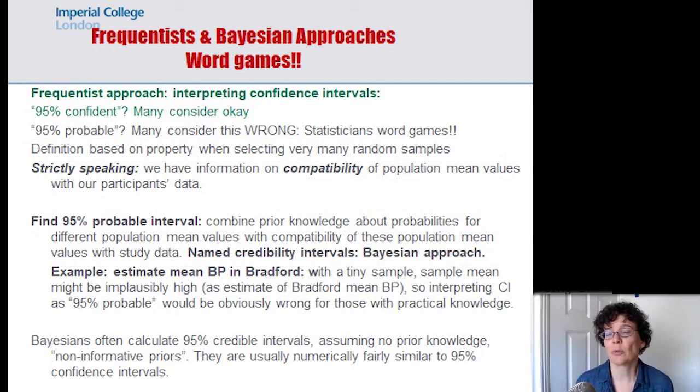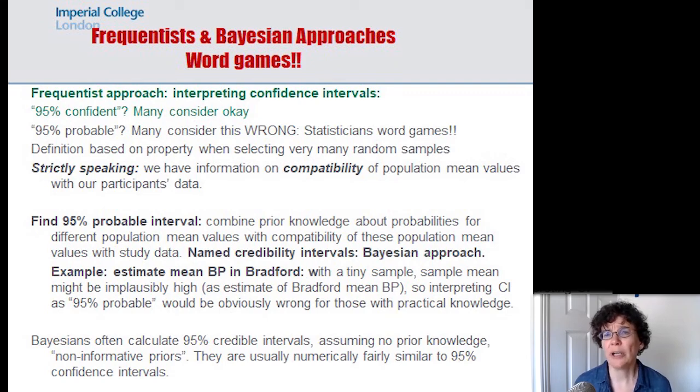Now here's an example as to why it matters. Supposing we're estimating the mean blood pressure of everybody in the population of Bradford, but we've only got a tiny sample size, and the mean blood pressure is implausibly high in this really small sample for an estimate of the population mean for the whole of Bradford. So interpreting the confidence interval as 95% probable would be obviously wrong for people with practical knowledge about how blood pressure varies between different towns in England, and people that know that Bradford doesn't have sky-high rates of cardiovascular disease. They would realise that was wrong.